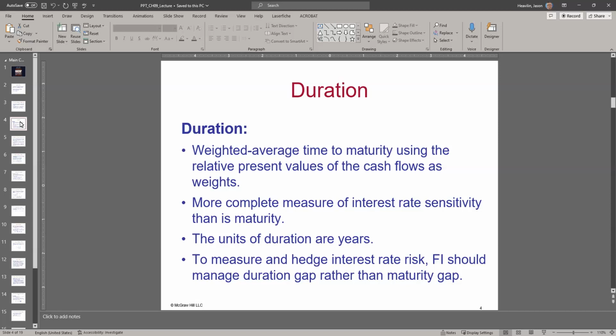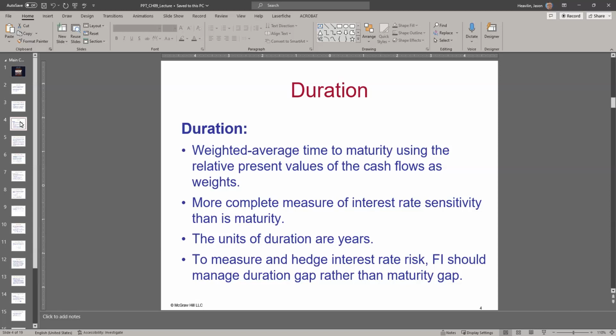However, it's not perfect. So that's one way to start reducing risk. But that is a simple practice used by smaller institutions. As you get more complex and it's more difficult to maintain those maturity gaps small or eliminate them, you may want to then manage what we call the duration gap. Once we understand a little more about duration, you'll see.